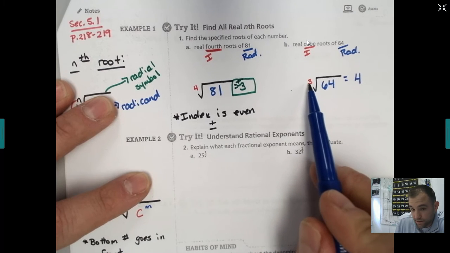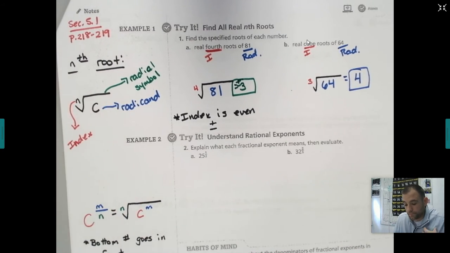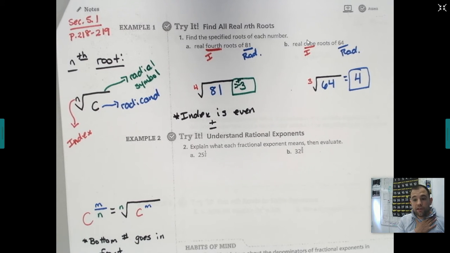Notice that this index is odd. 3 is an odd number, so I don't have to put plus or minus. And we're done. We are finished with that one problem. All right, so let Desmos help you out. If you have a graphing calculator, you can just type that in too. Just look for that same symbol. It has a little n in front.